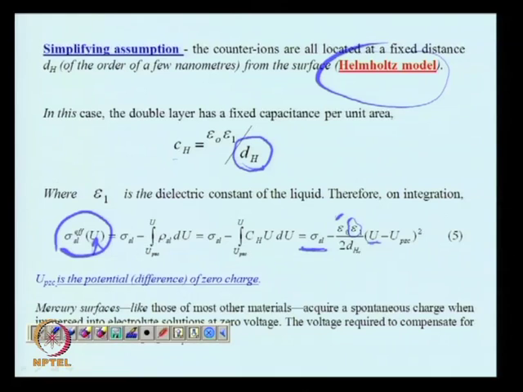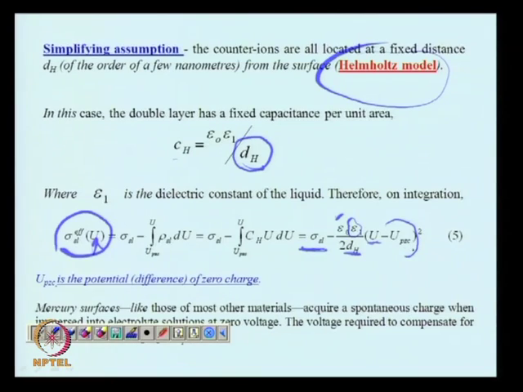This is the applied voltage, this is the thickness as predicted by the Helmholtz layer, and UPZC is the potential difference of zero charge. The introduction of UPZC is important because mercury and many other surfaces acquire a spontaneous charge when they are immersed into an electrolyte solution even at zero voltage. So, in order to overcome that potential, some excess external potential has to be applied in order to make the surface truly zero charge. PZC is the potential which has to be applied to compensate for the accumulated potential difference generated even at zero charge.